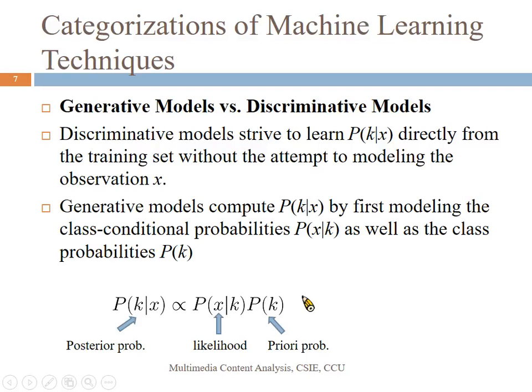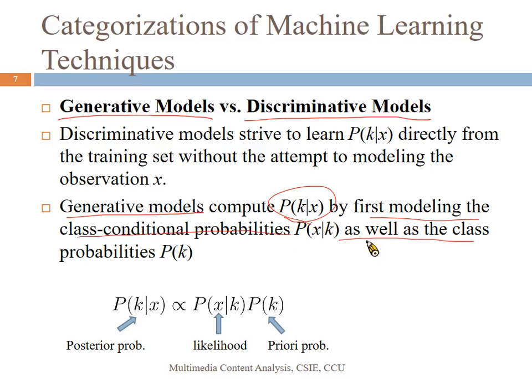And we can also view machine learning technologies from the generative model or discriminative model perspective. Okay, so let's see the generative model first. The generative model computes the probability of k given x by first modeling the class conditional probability as well as the class probability p(k). So we can estimate the probability by multiplying the likelihood and the prior probability. Probability of k given x is actually called the posterior probability.